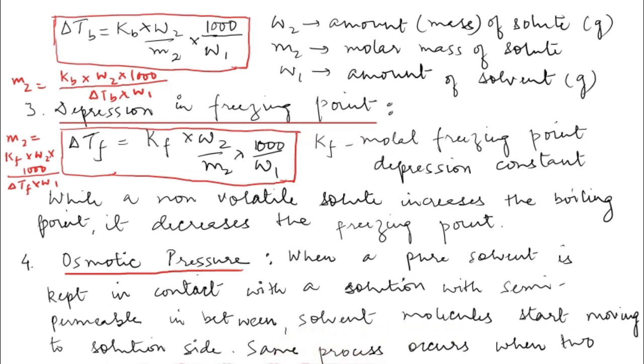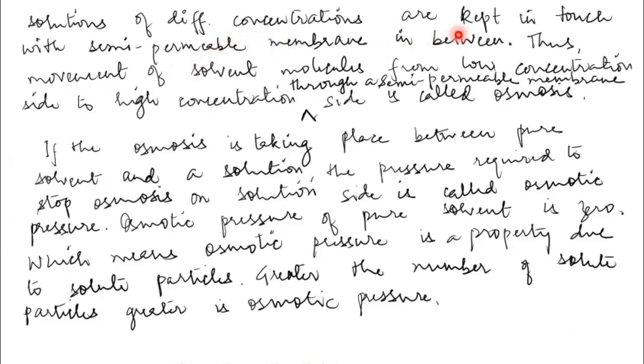Same process occurs when two different concentration solutions are kept in touch with a semi-permeable membrane in between. Thus, movement of solvent molecules from low concentration side to high concentration side through a semi-permeable membrane is called osmosis. This is the definition of osmosis.